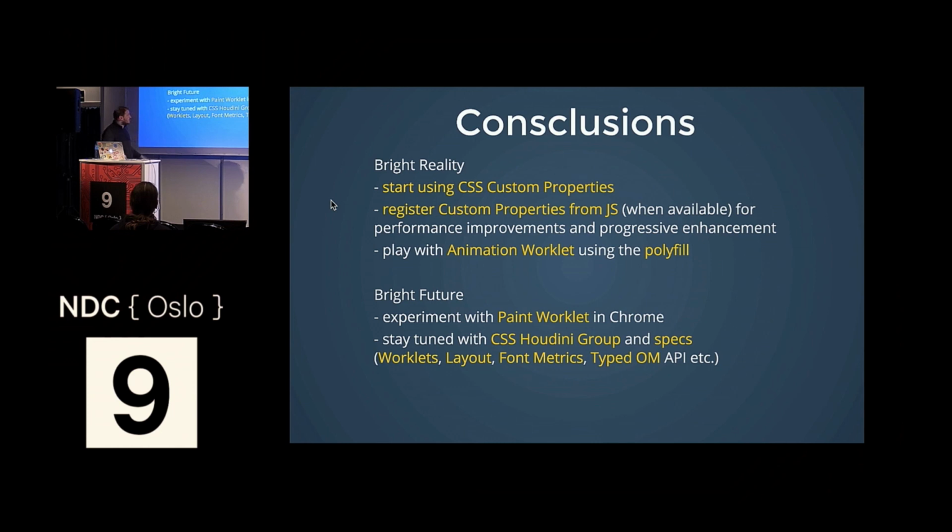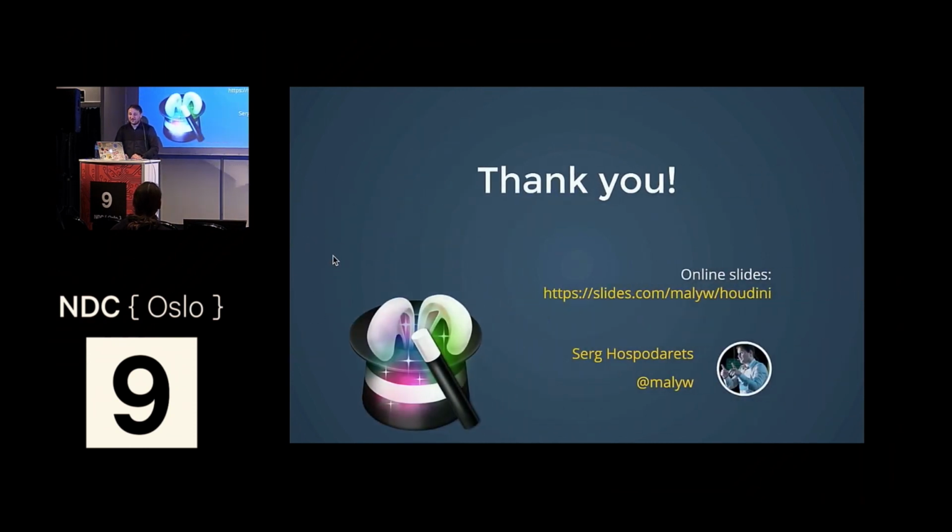You can start using this animation worklet because it's available via polyfill. And a bright future: you can just enable the experimental web platform features flag in Chrome and start playing with Paint Worklet. And of course, you can stay tuned with the CSS Houdini group, specs like Layout Worklet, Font Metrics, and Typed Object Model. And you can follow me on Twitter, where you can always know the latest state, what the new additions in the browsers are, and everything like this.